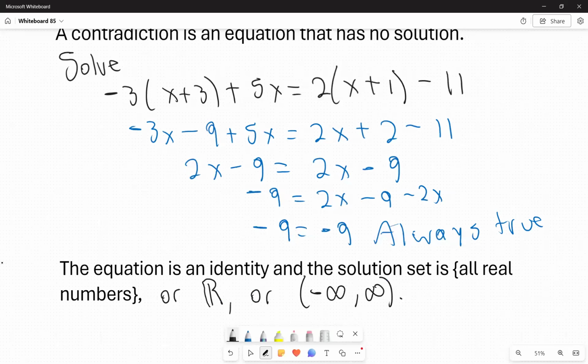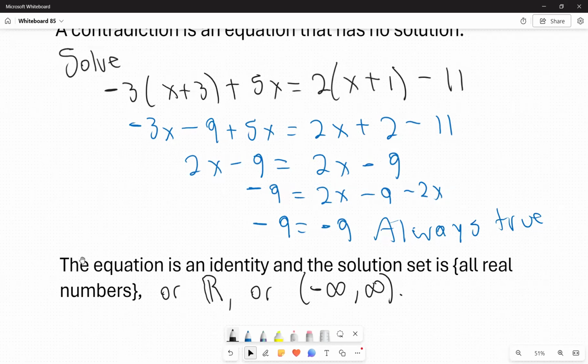So you can plug in any real number. For example, you plug in x equals 0. The equation is going to be a true statement. Or you plug in 1, or you plug in 10, or you plug in -100. This equation is always going to be true no matter what real number you enter. And the other situation is a contradiction.